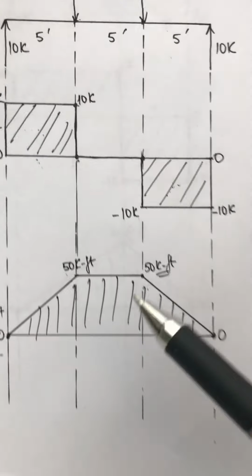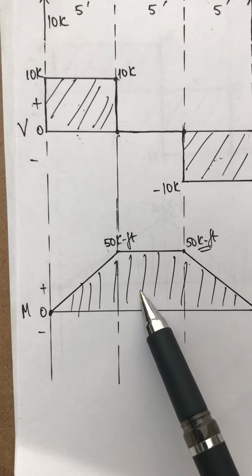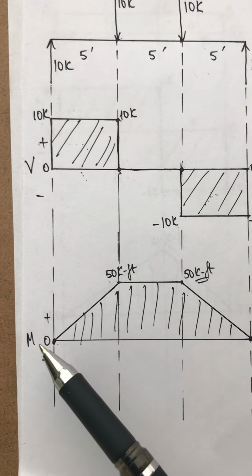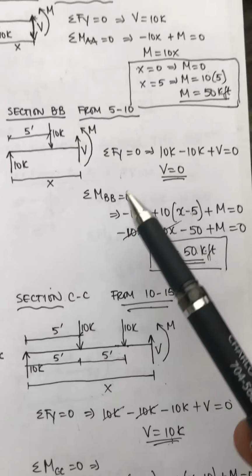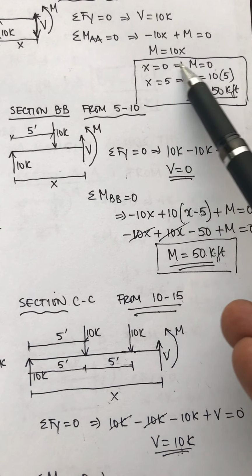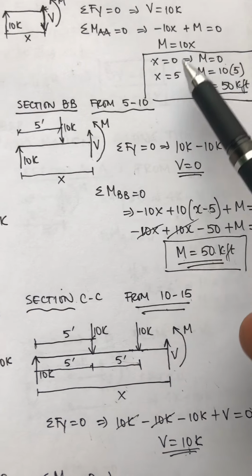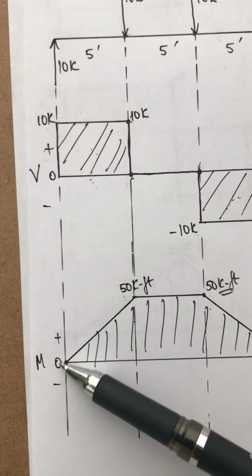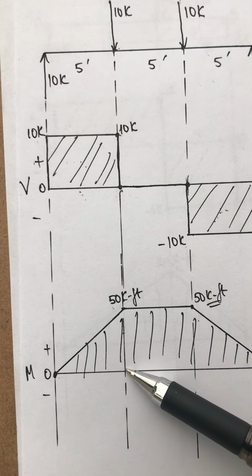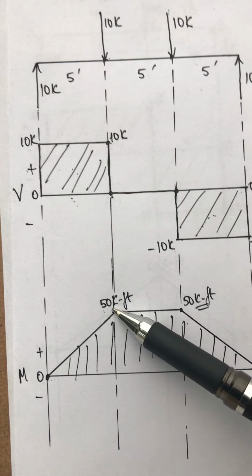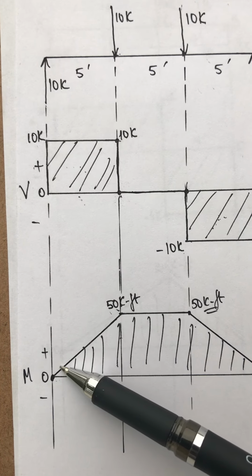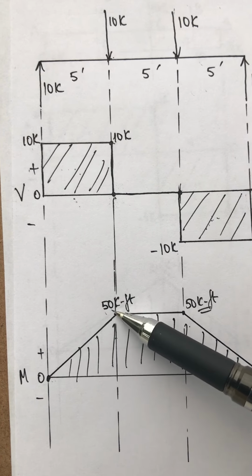For the moment, I do the same. From this section here, 0 to 5, if x is 0, M is 0. If x is 5, M is 50. That's why for x equals 5, M is 50. It's upward because it's positive. And then from 0, I go to 50.